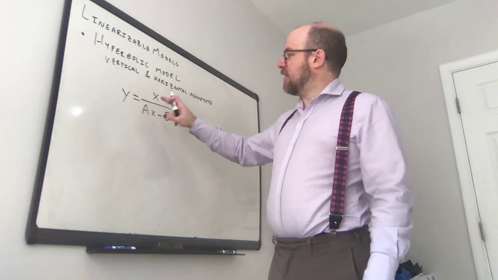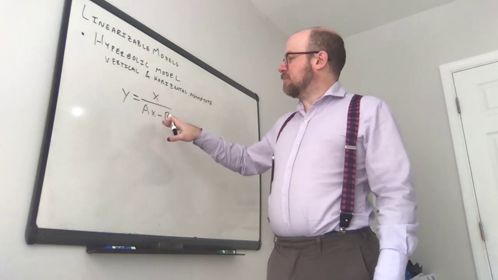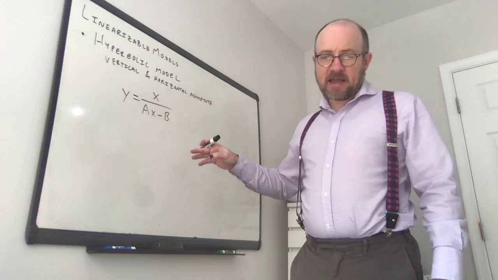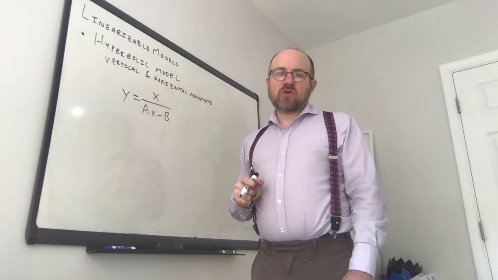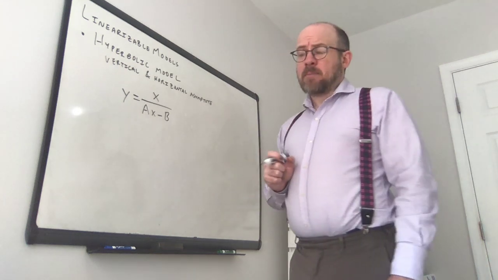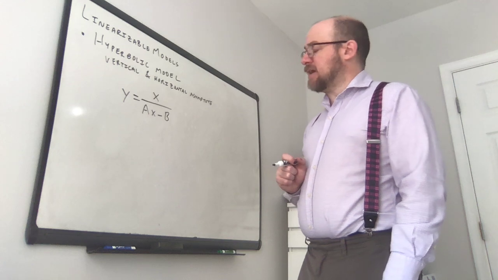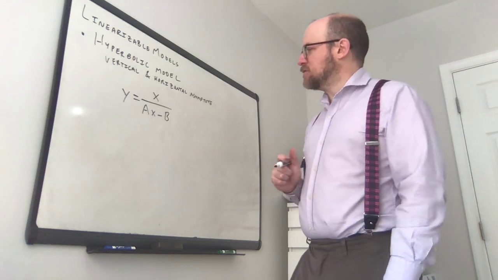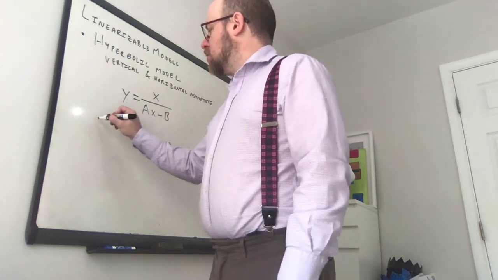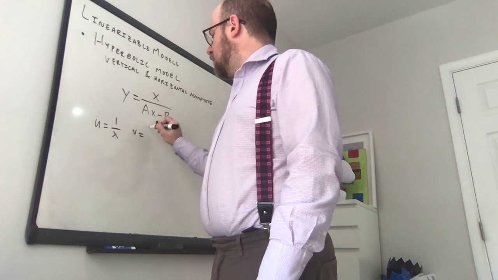You can see the horizontal asymptote is going to be 1 over a. The vertical asymptote is going to be x equals b over a. So you could just fit it kind of like that. You could kind of shoehorn that in and figure out what a and b are. But you can actually linearize this. And you can do that by taking kind of a sophisticated transformation where you let u equal 1 over x and v equal 1 over y.